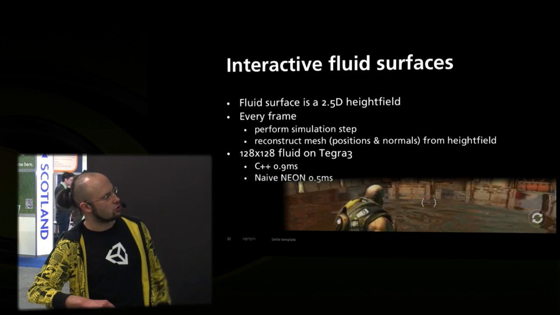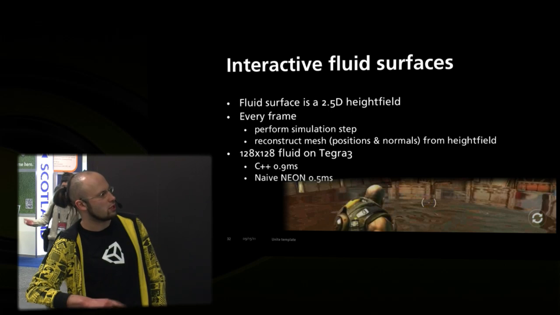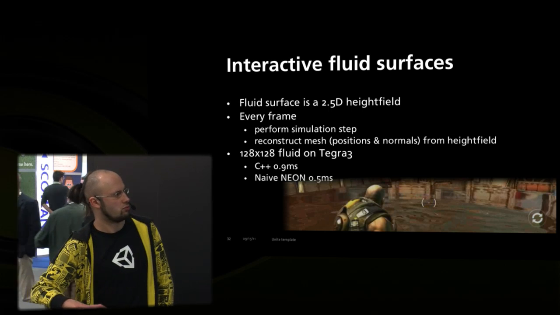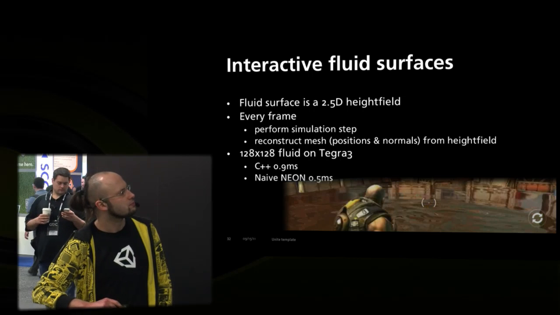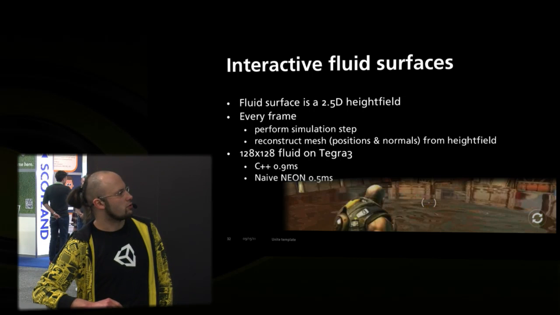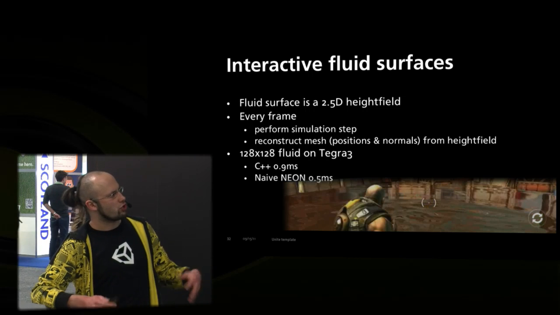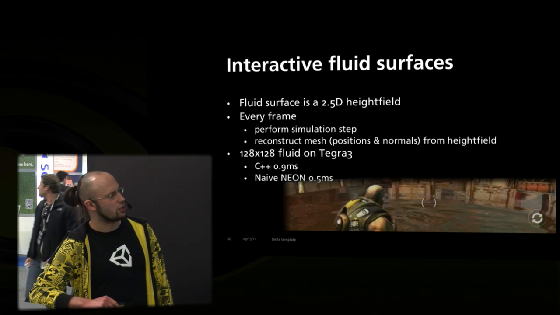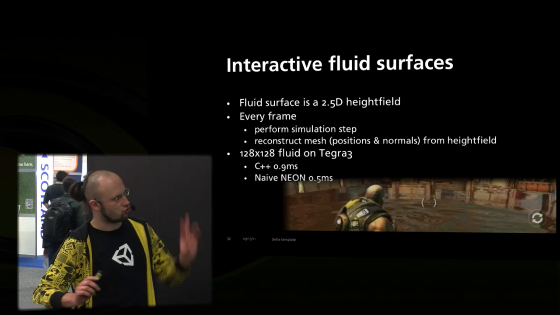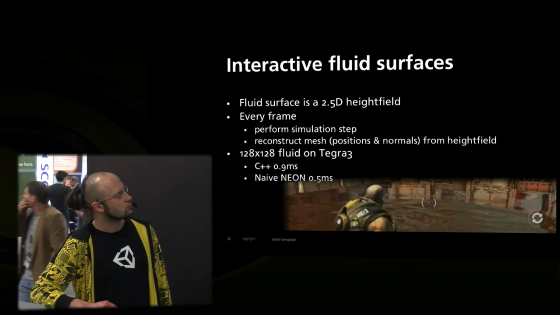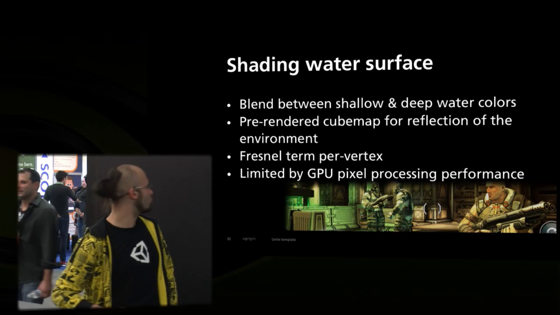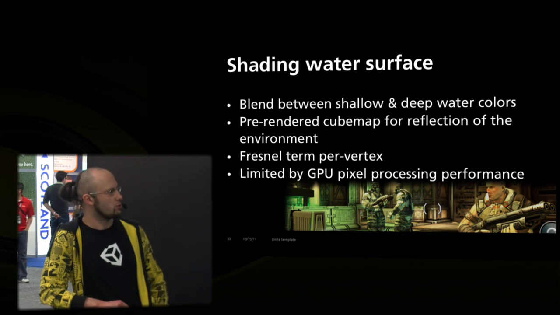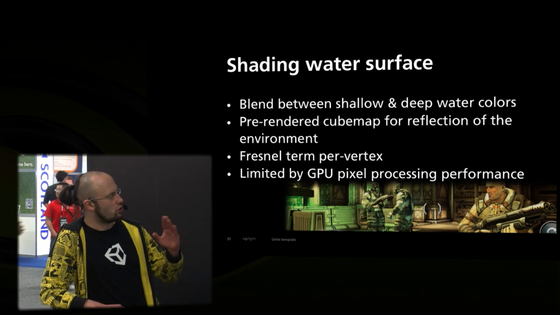I have some timings here. The C++ implementation originally took almost 1 millisecond, and then rewriting it more or less in naive NEON assembly code made it twice as fast. Once we calculate that grid, we reconstruct a mesh from it, calculate positions and normals, and just render it as a terrain kind of mesh. It uses pretty simple shading, just blending between the shallow and deep water colors depending on the height and on the angle.